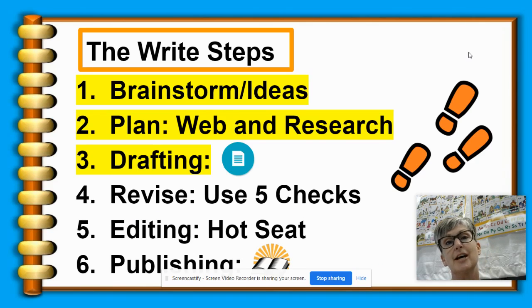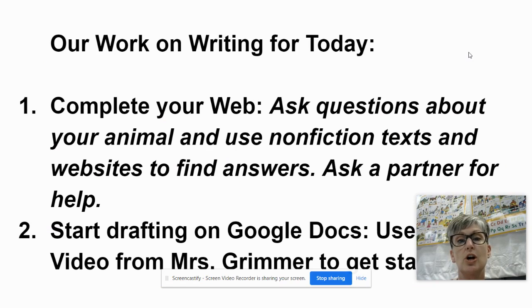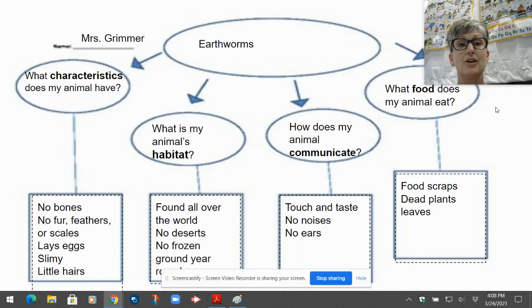We know the Right Steps has 6 steps. You have already finished 3 of your steps. You have brainstormed and picked your animal. You have done your planning, which is using your web and your research tools. And you are ready to start drafting. So your work is to make sure that you have your web finished and to start drafting on the Google Docs.